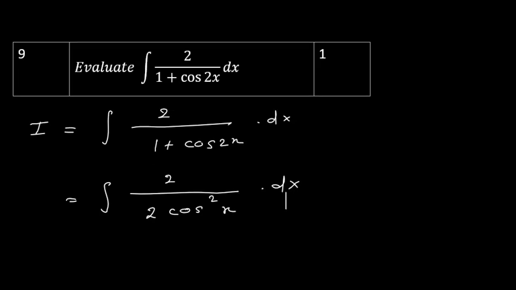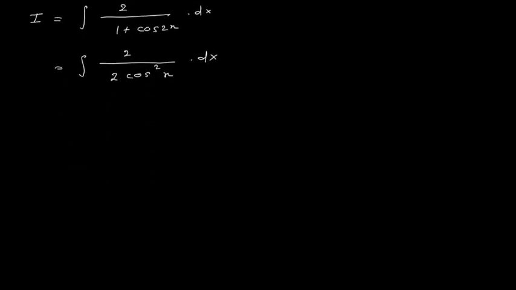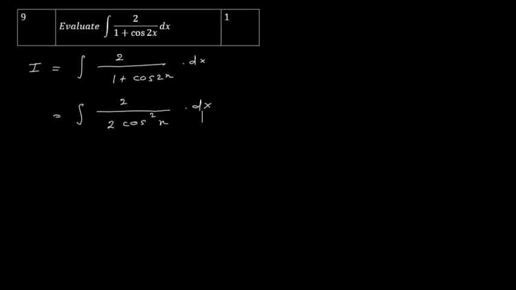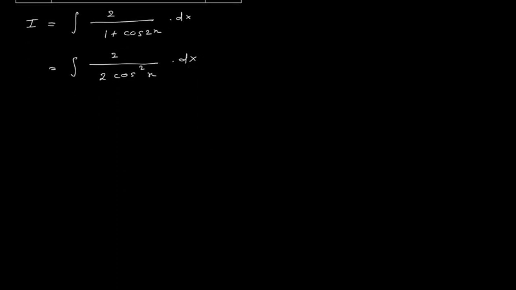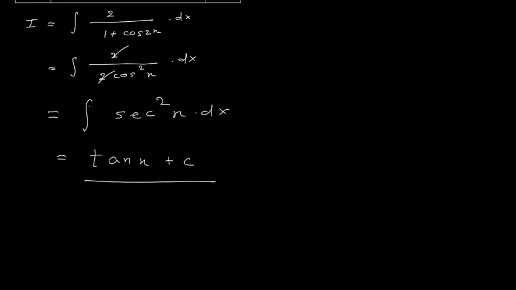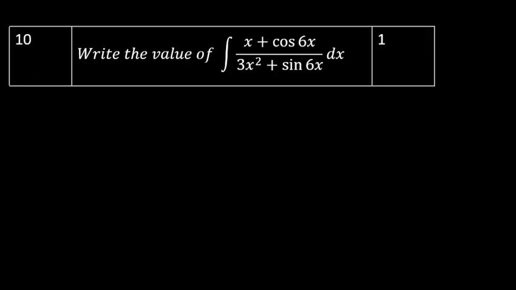You should be very good in trigonometric formulas while solving differentiation, integration, all these topics. So this 2 and 2 will cancel, and here it is 1 upon cos square x, which is sec square x dx, and the integration of sec square is what? Tan x. So my answer is tan x plus c.